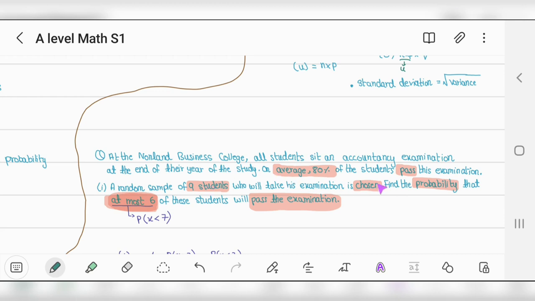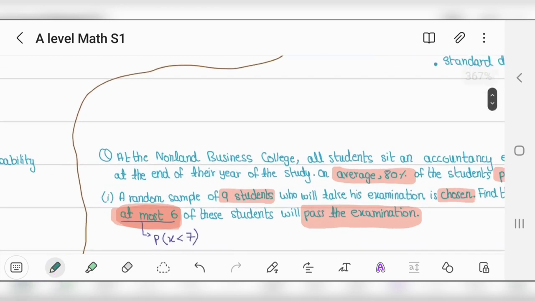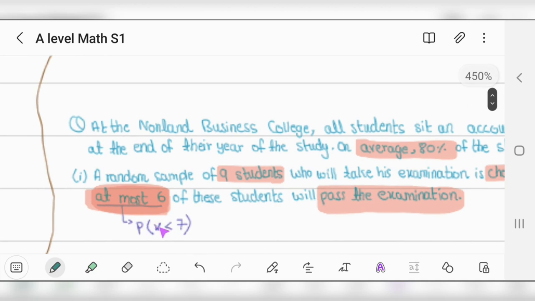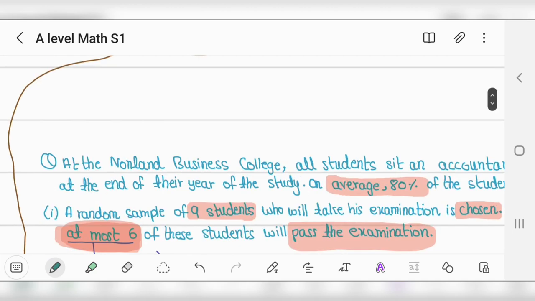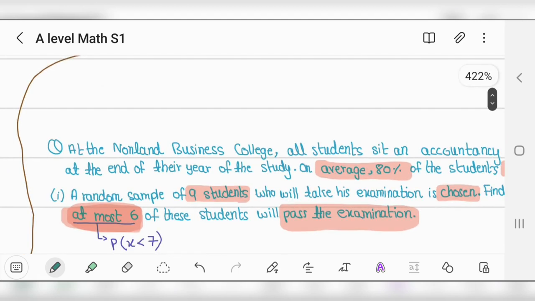And it says this is n, and this is the condition that we need to prove. It says at most 6 and the total is 9. At most 6, which means it must be less than 7. So here's what we're going to do. Since we need to find the probability that at most 6, which means less than 7, of the students will pass the examination, here's what we're going to do.